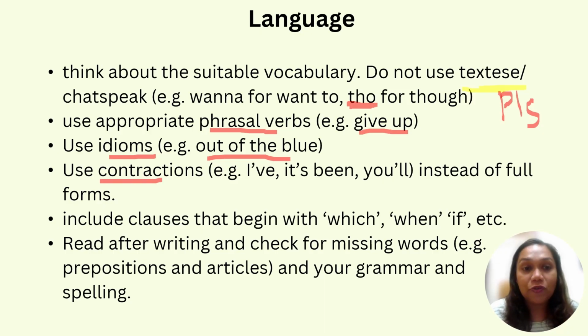Then you can use contractions. Contractions means things like this: without using "I have," you can use "I've," and "it's." You can just shorten it with the apostrophe. Right? So you're allowed to use it because this is informal language. And then you can include clauses that begin with words like "which," "when," "if." Right? Then after writing, it is very important to check.